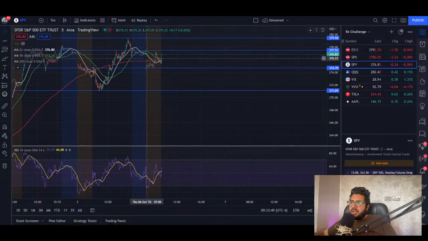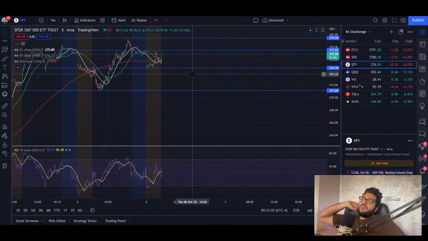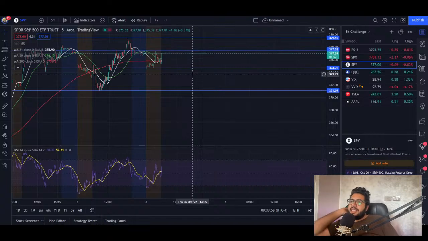I would not enter right on the breakout. I want to break out, I want to retest, and I want to see a bounce. And then I would go for a scalp or day trade or something like that, right?